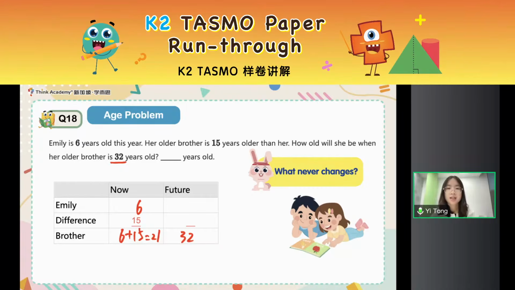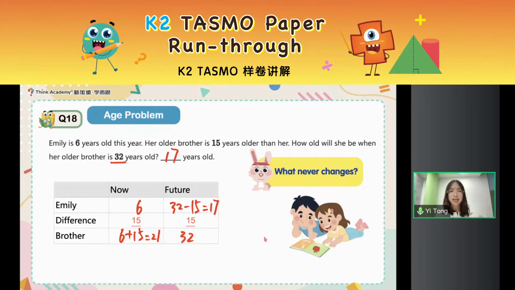So 32. Now does the age difference change? What's the age difference in the future? Type in the chat. It's 15, right? So using 15, but this time, who's younger? Emily is younger. So how many years younger? 15 years. So we can write it down using subtraction. So 32 minus 15 equals 17. Okay, so the answer is 17.